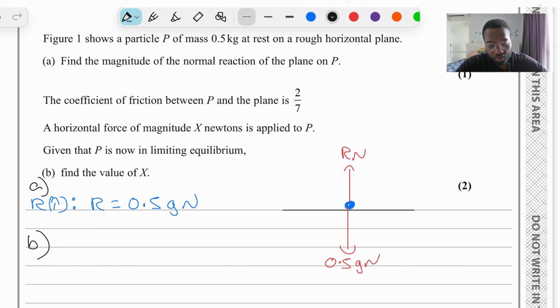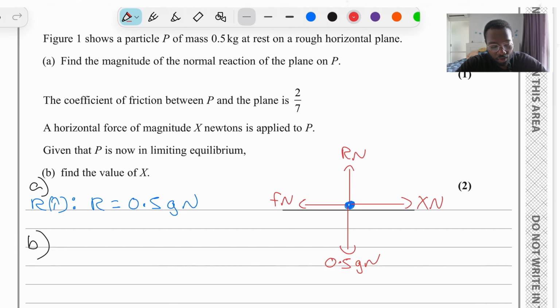Well, now we can add on this extra information. So we know there's a horizontal force of x newtons, so I'll draw it this way here. So this is x newtons. And then because it's a rough plane, we also know there's going to be friction in the opposing direction, okay? So because we're in limiting equilibrium, our horizontal forces and our vertical forces must all be balanced. So at the moment, we have no forces going to the left, therefore our frictional force has to be going to the left, and let's call that F newtons.